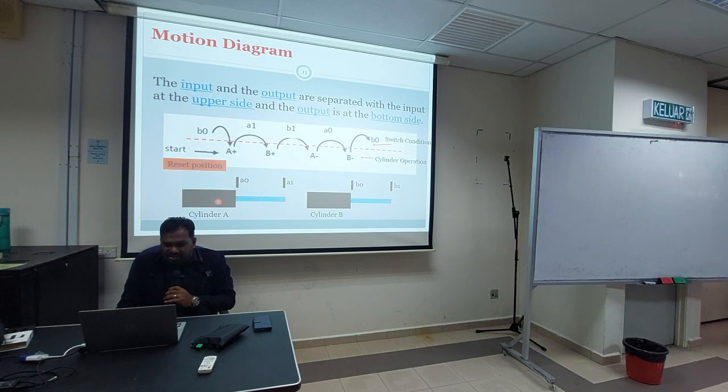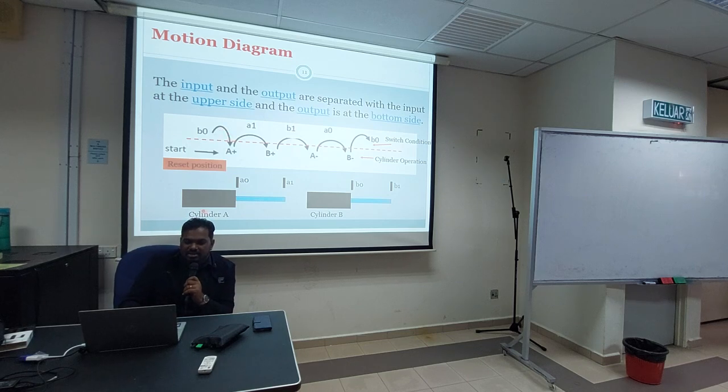So sequence yang tadi, cylinder A extend fully, A1 is on, baru cylinder B akan extend. Dia kena dekat sini, then what will happen? Cylinder A retract, cylinder B retract. Okay, so A plus, B plus, A minus, B minus. Faham tak? So untuk sequence ni, you can draw this in the motion diagram.